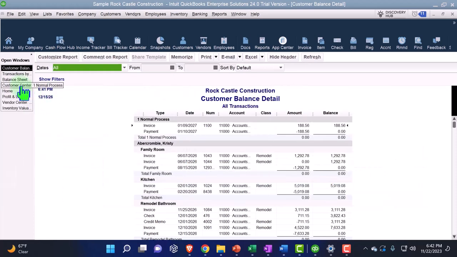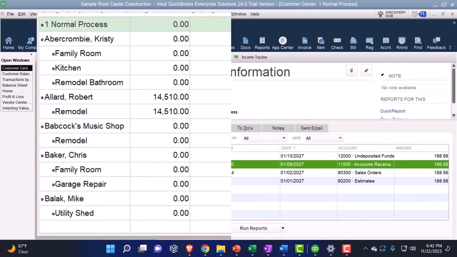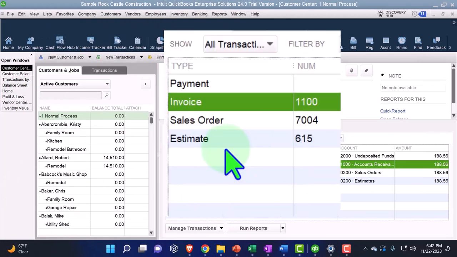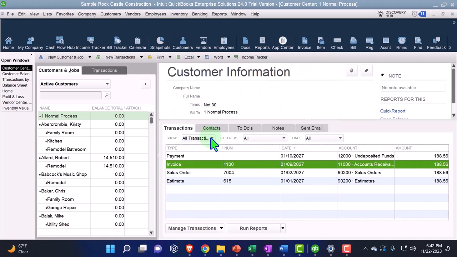If I go to the customer center over here, we can see in the normal process the whole thing that happened, right? We've got the estimate, we've got the sales order, and we've got the invoice and the payment.